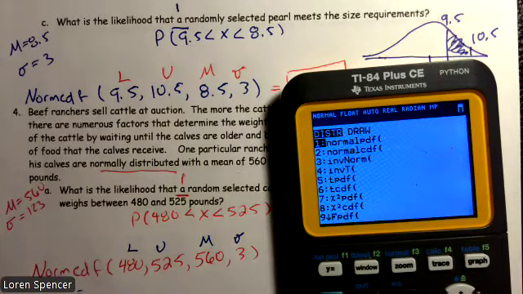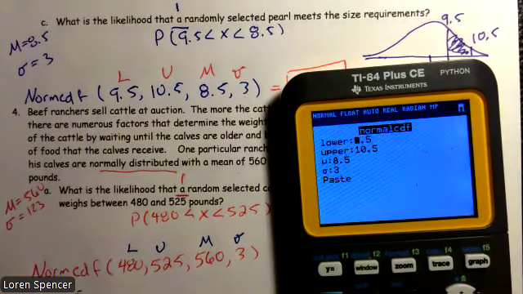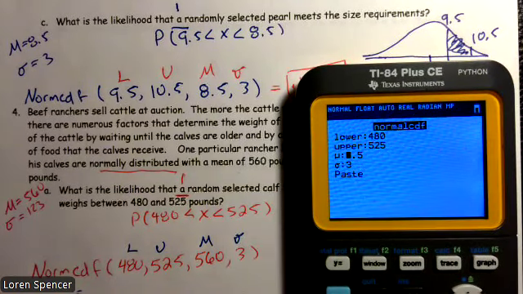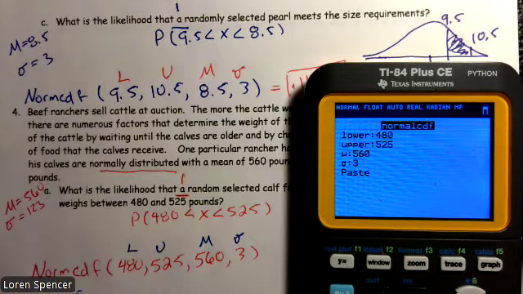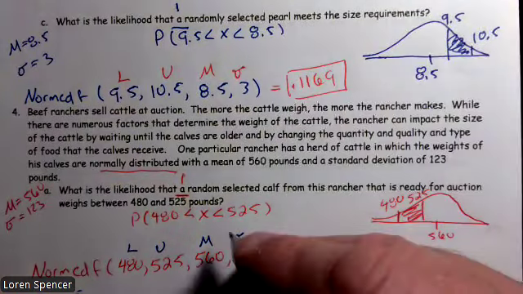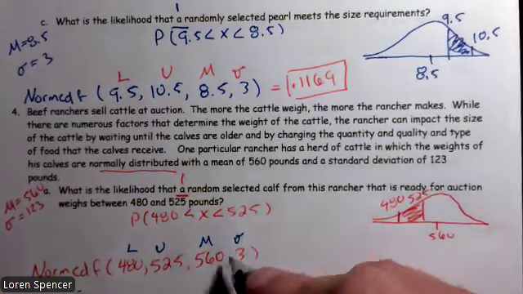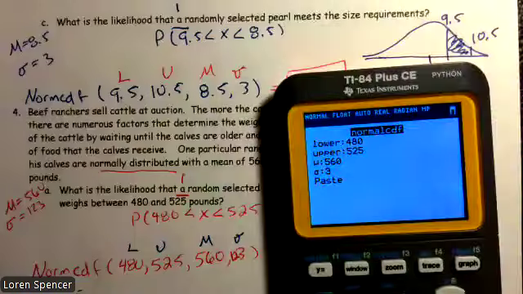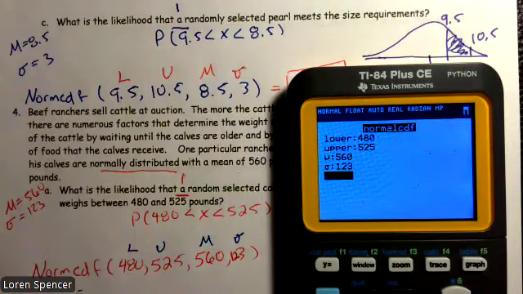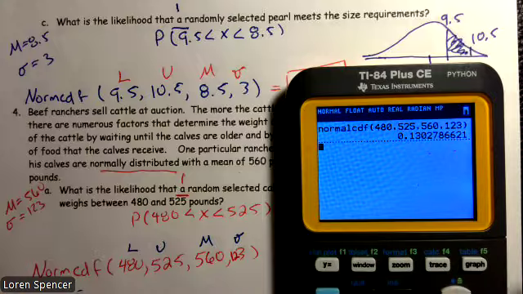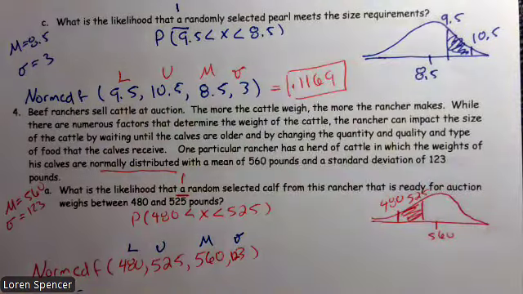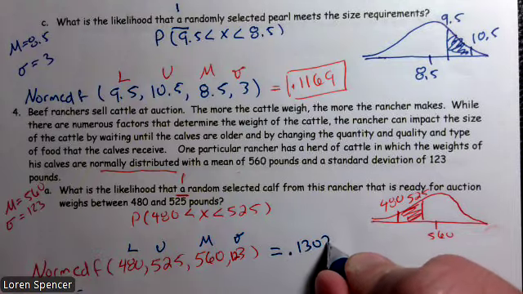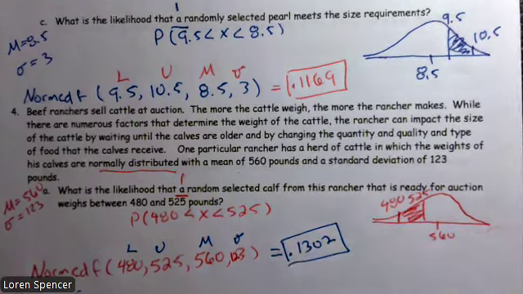Second vars, normal CDF, lower 480, upper 525, mean 560, standard deviation, not 3, 123. 1, 2, 3. And we end up with about a 13% chance that a cow would be in that range, 0.1302. All right.